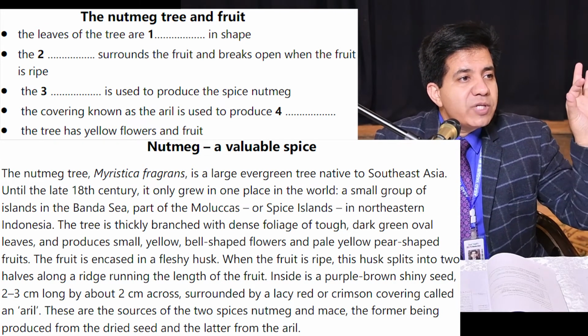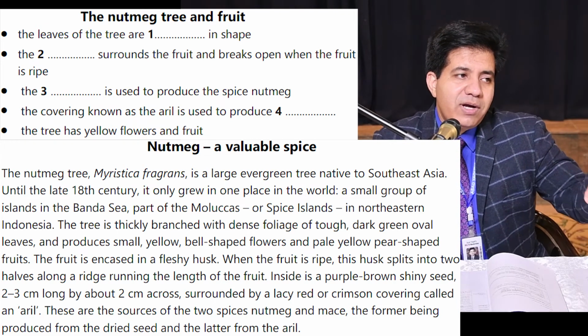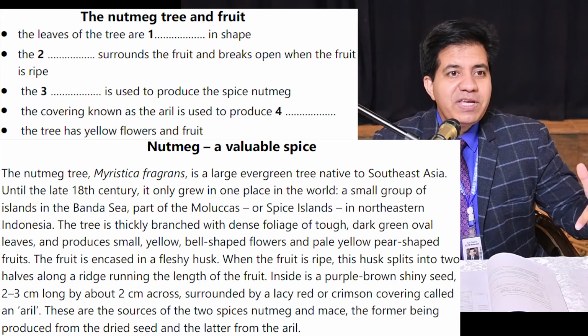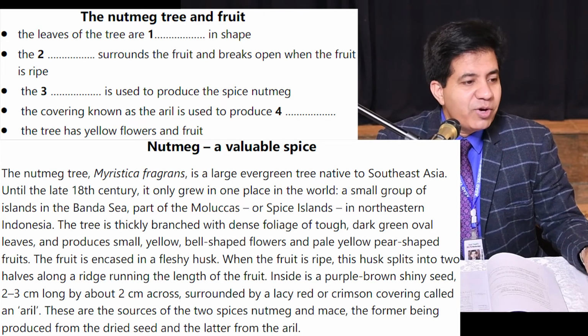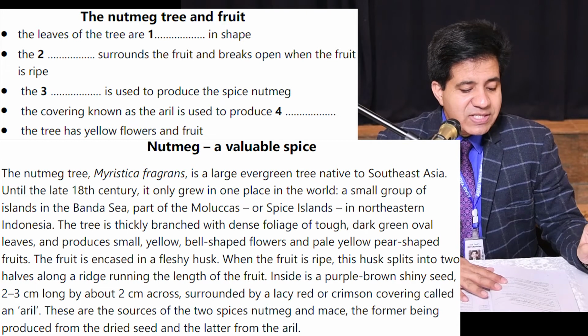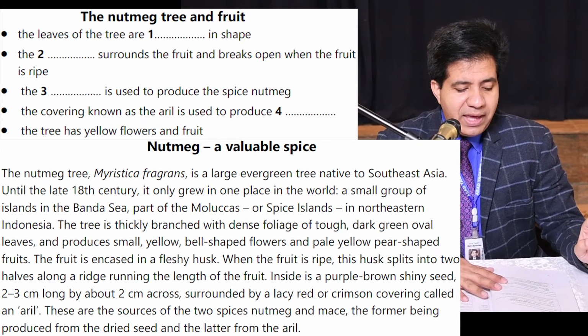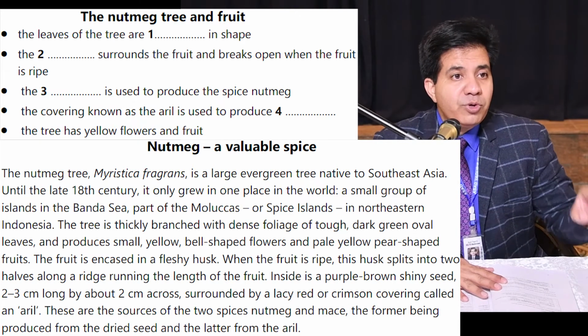They will use a synonym for surround. You can do it later. Just wait. Now we are only reading the question. So just focus on the question. The dash surrounds the fruit and breaks open when the fruit is ripe.